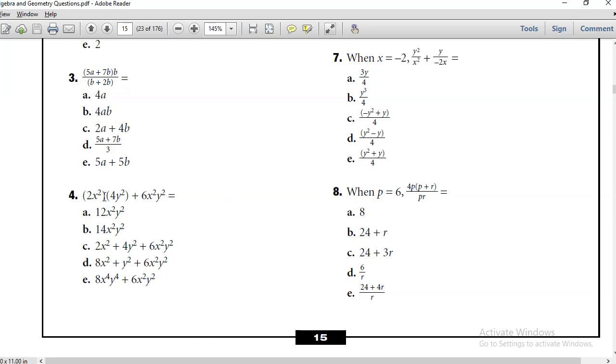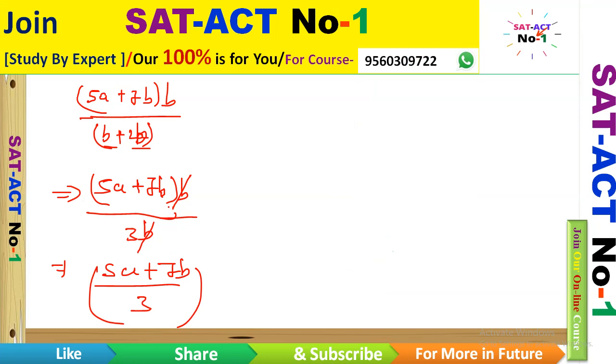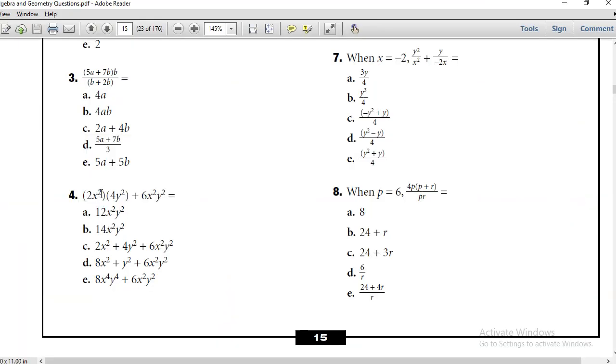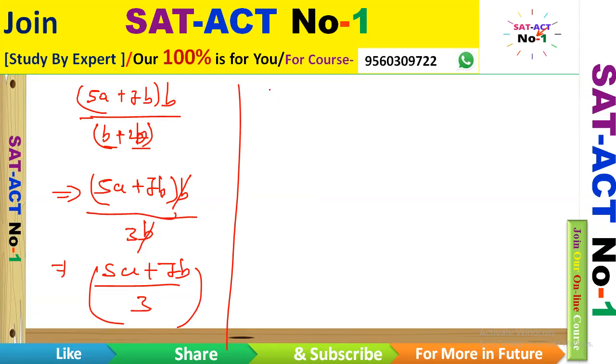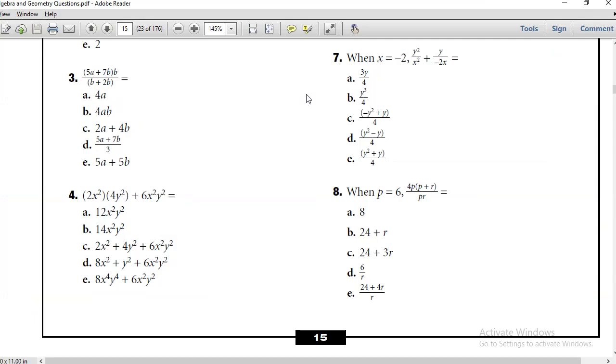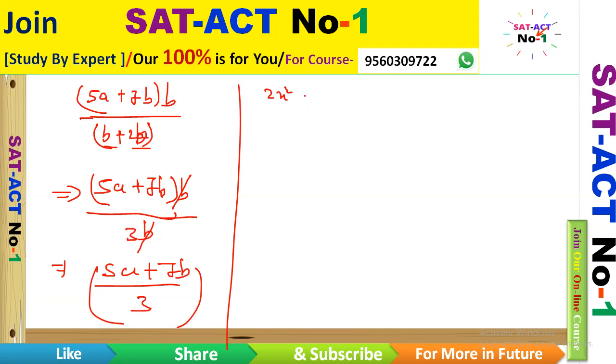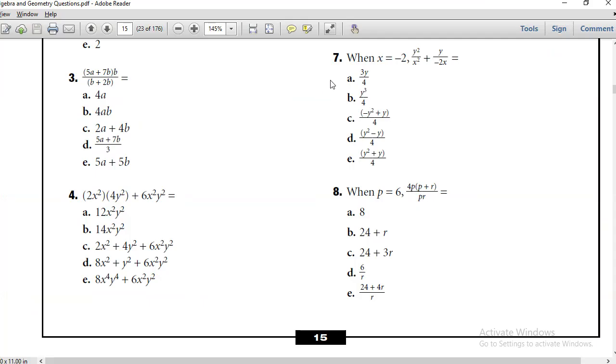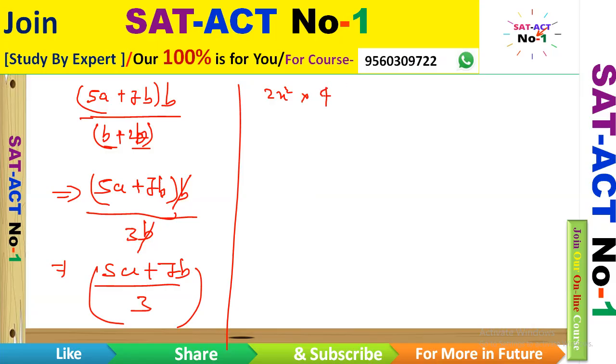Here we have 2x square (4y square) plus 6x square y square. So I'm going to write this question here. We have 2x square, and in place of the bracket I am writing multiply, 4y square, plus 6x square y square.